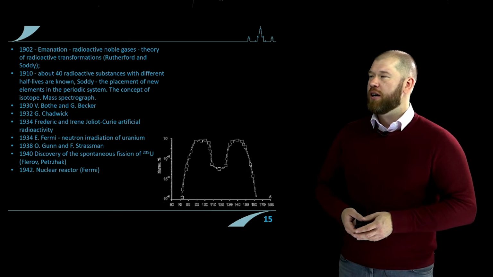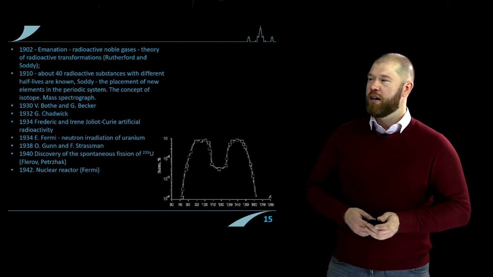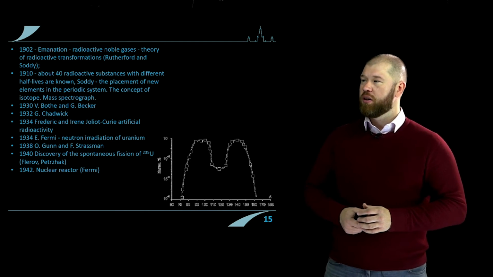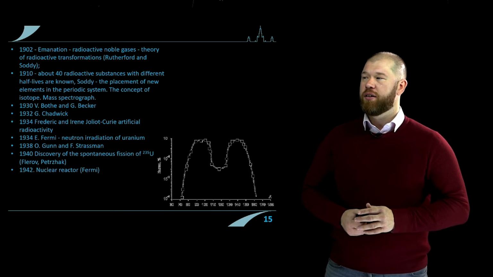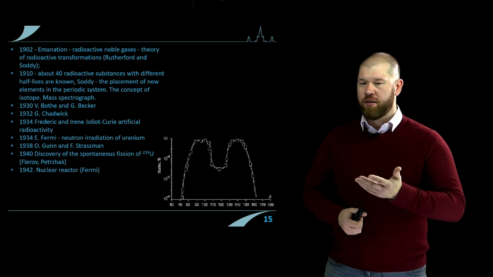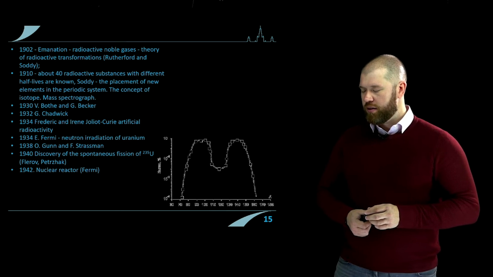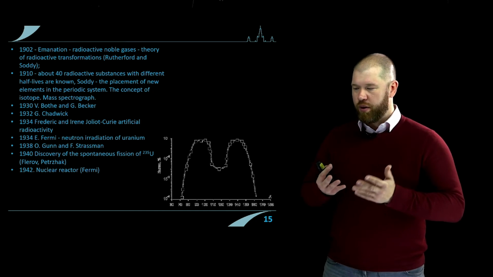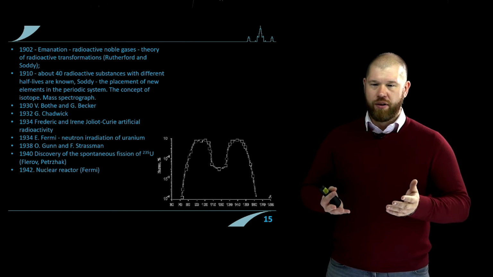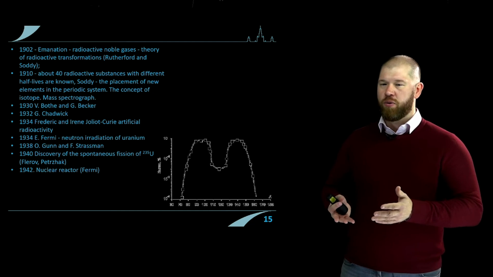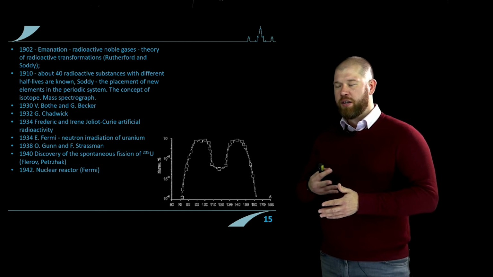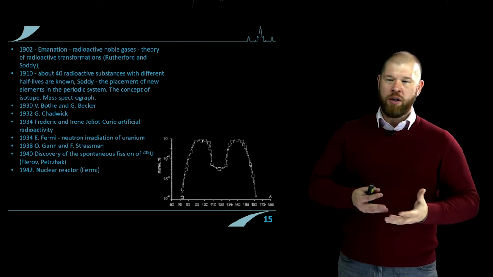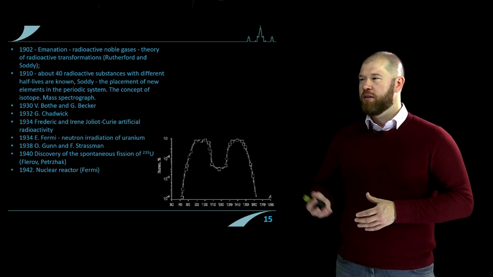By 1910, they had already discovered 40 natural radionuclides, and again the question was where to put all these radionuclides. What are their chemical properties? Are they different from the properties of the already known elements?